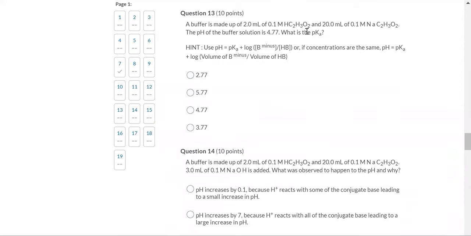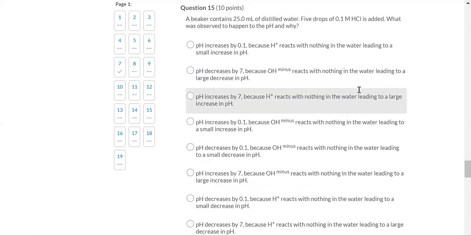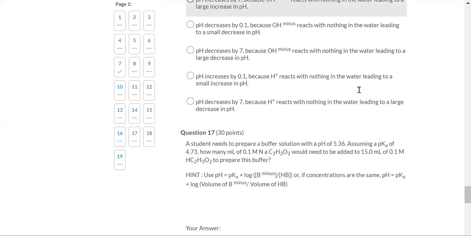You're going to do a 2 to 20 ratio, and the pH comes to here. What is the pKa? This is the one that's a little bit different from what we just did, where the difference is 1 away. Okay. And then they ask you questions here. What happens to the water? What happens to the pH?